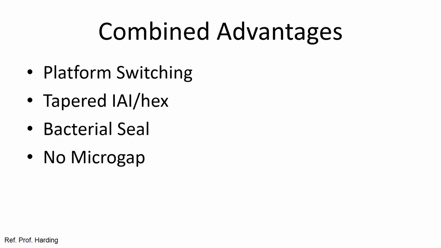Now, throughout this course, we're going to be looking at implant design features such as platform switching, whether they're tapered, whether you have an internal hex connection, whether the abutment implant interface, which is the junction between your abutment and the implant, can form a biological seal, or if not, whether there is in fact a microgap present.